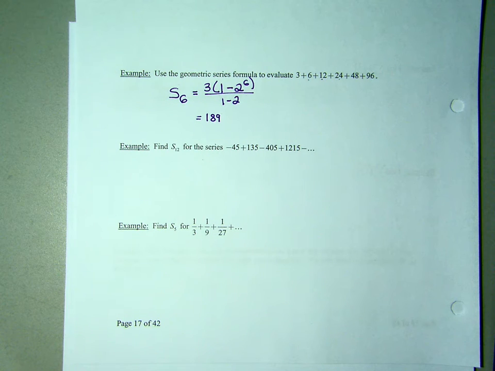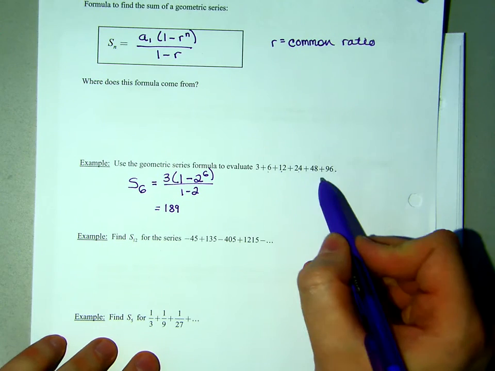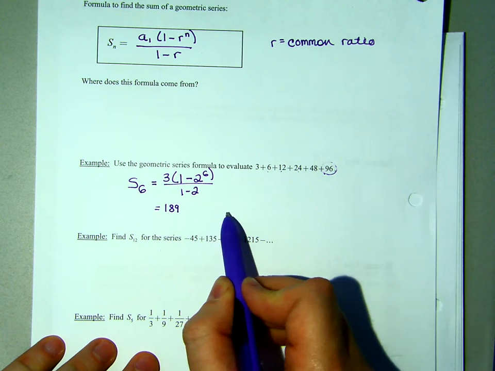Okay, the next thing I do want to comment about this formula. Did you notice how we went and used that last number like we needed for the arithmetic series? How I used the 96? Did you see how I used the 96, the last term, in my formula?